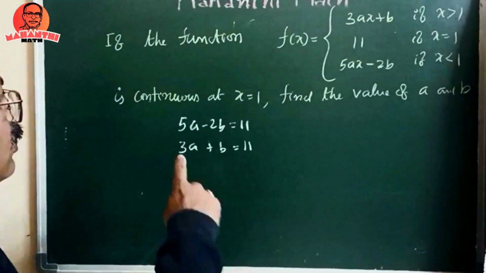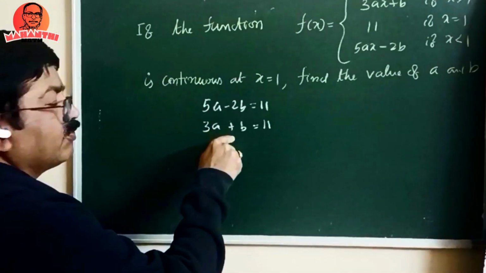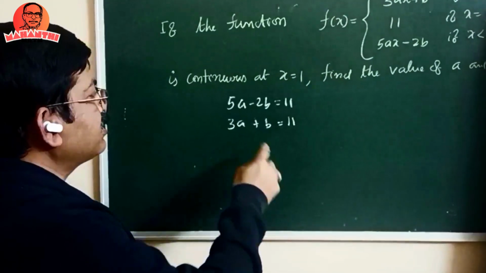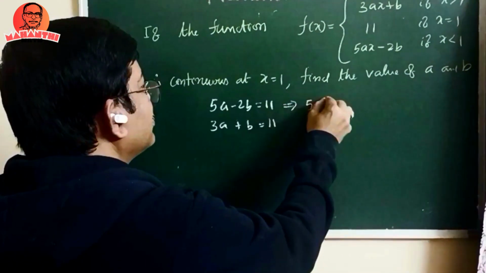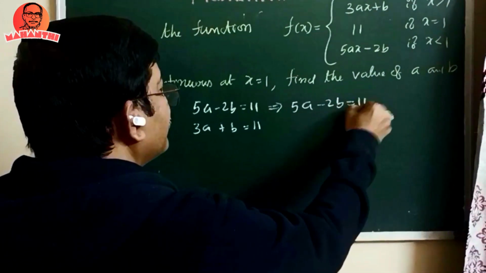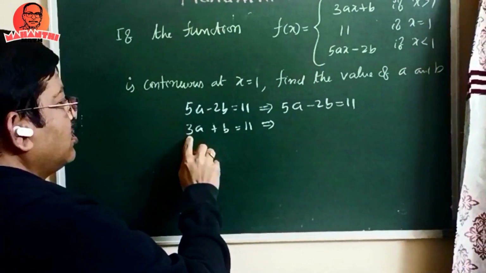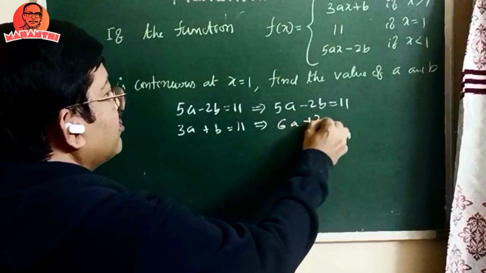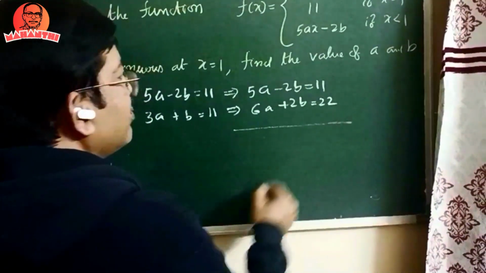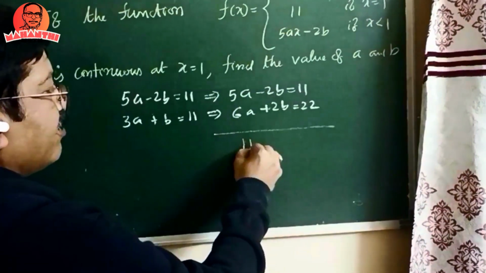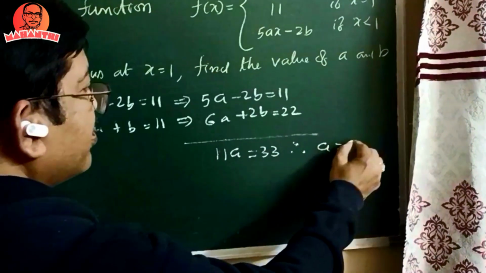Now, how to solve? Here, this equation with 3, this equation with 5, you can multiply and you can subtract. Otherwise, the second equation you multiply with 2, what will happen? First equation don't change: 5a minus 2b equal to 11. Second equation, throughout the equation you multiply by 2: 6a plus 2b equal to 22. Add these two, automatically 2b will be cancelled. This is 11a, 5a plus 6a equal to 33. Therefore, a equal to 3.